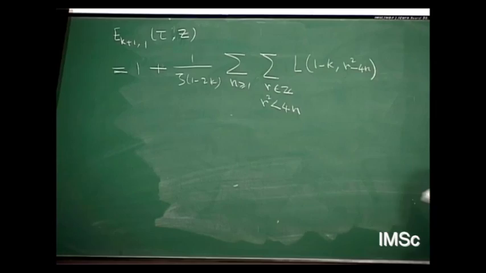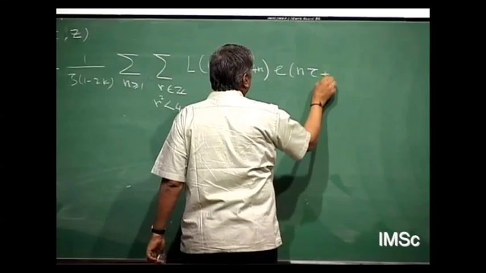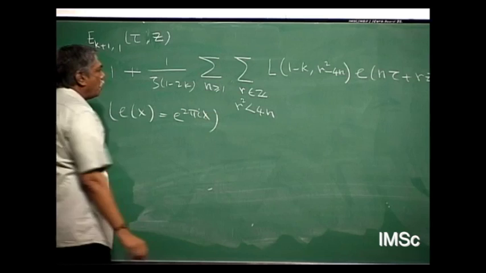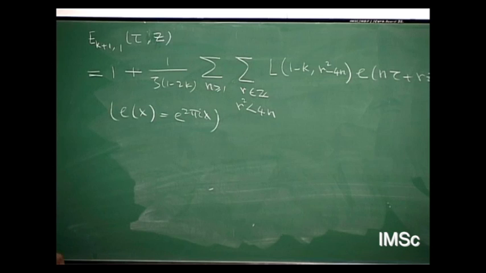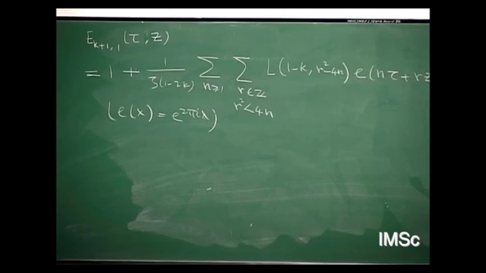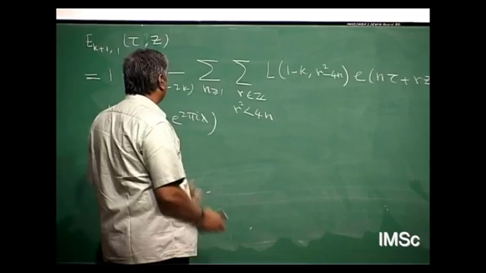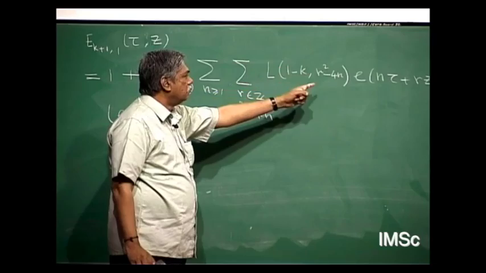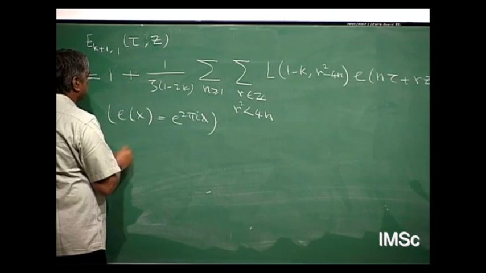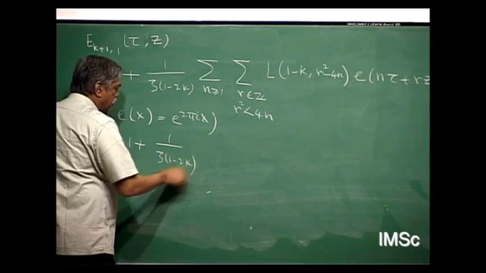Therefore, this is E(n tau + r z), where e(x) is e^(2 pi i x). The only change is in writing the Fourier expansion, but apart from that, the Fourier coefficients are the same. Okay, the advantage is, as several people, including Professor Cohen, told us, that there are Taylor coefficients. That is, if you treat this as a function of z and put z equal to 0, this is no longer a modular form of half integral weight. They are all integral weight Fourier coefficients. That is a big advantage of studying this space. Therefore, the fact is the element, see, note that we have the reciprocal of zeta(1-2k) still.